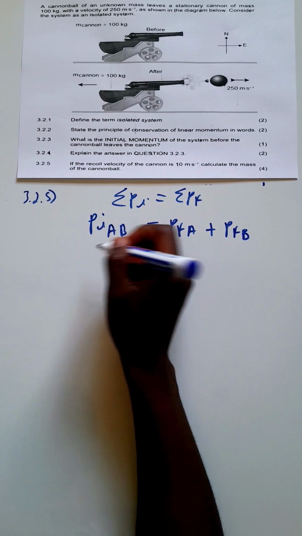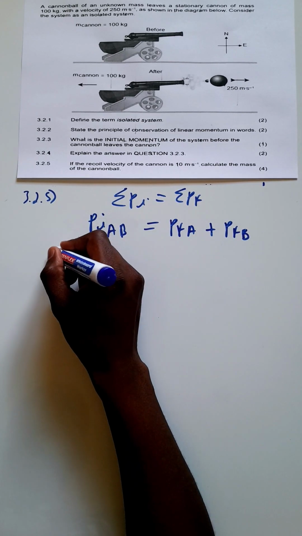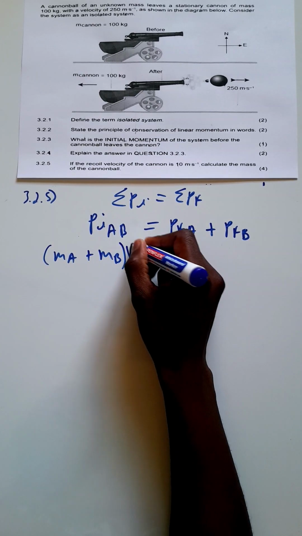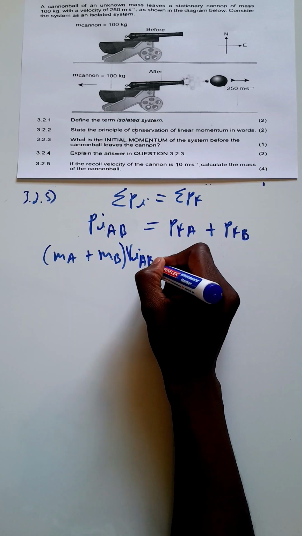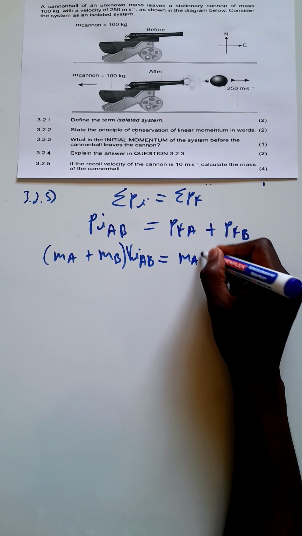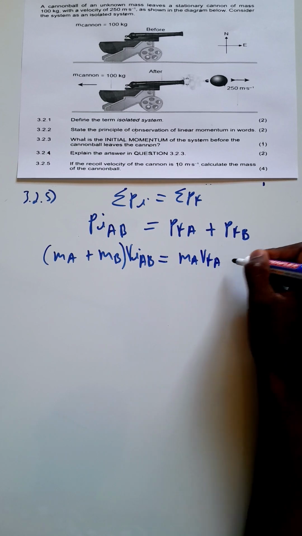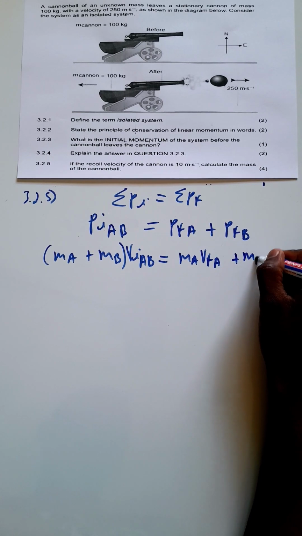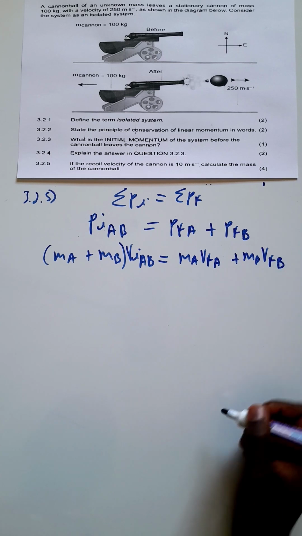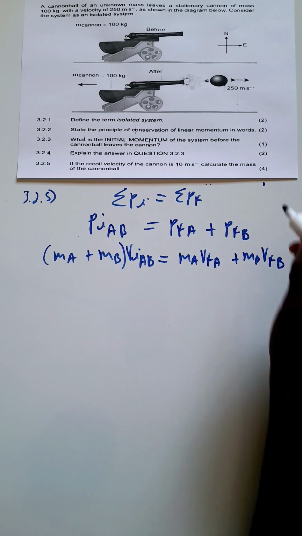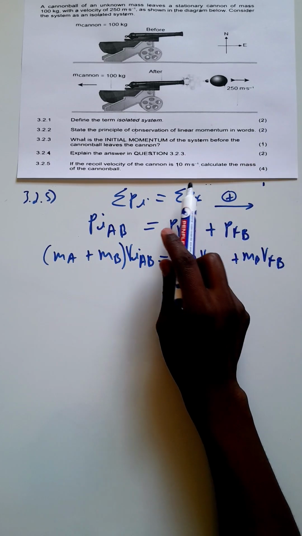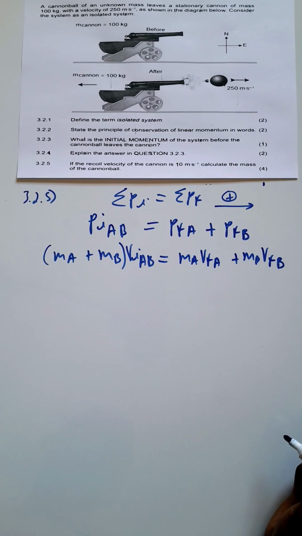So the initial momentum of both cannon and cannonball, A and B, will be the mass of the cannon plus the mass of the cannonball, times the initial velocity of both, because they are together before. Plus you have the mass of the cannon times its velocity after, plus the mass of the cannonball with the final velocity of the cannonball there. Now we must choose a direction. We choose to the right as positive. It means that the 250 is positive, but the recoil 10 is going to be negative there.